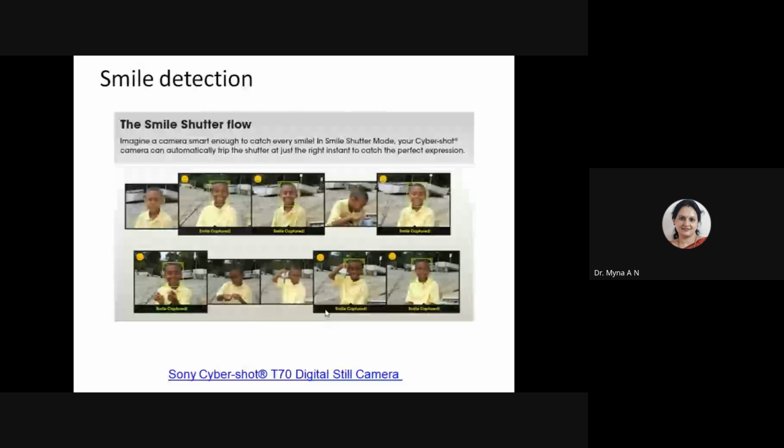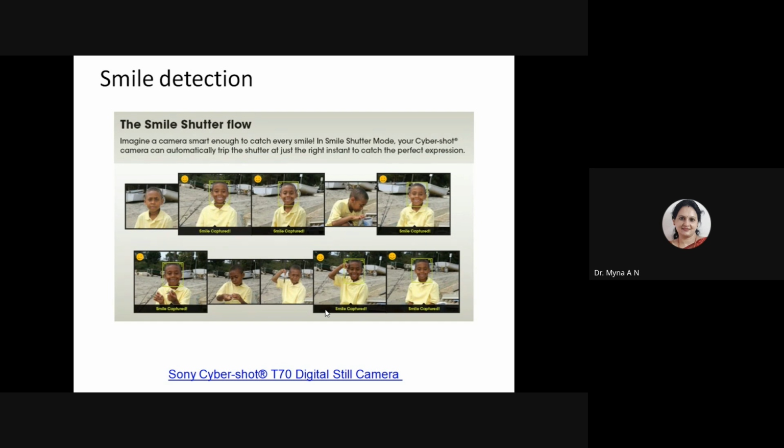This is another example of a computer vision system, which we have already started using in the Sony CyberShot camera. When somebody is posing for a photo, the camera itself has the intelligence to click the photo when there is a good smile on the person's face. When there are distractions, the photo is not clicked. When the person poses well, or there is a smile on the face, the photo is clicked. So the camera itself is a computer which captures the image and also takes decisions on its own about when the image has to be clicked.